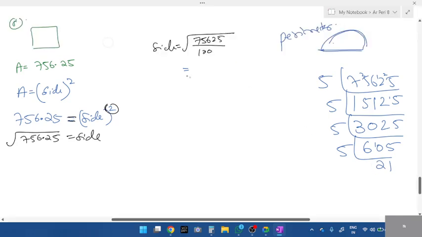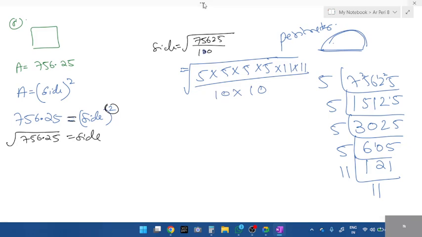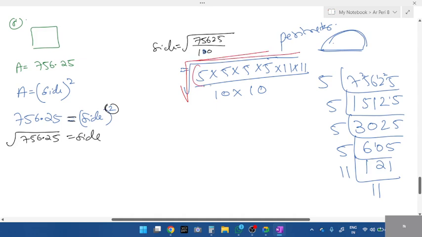Okay, we can do this, students. Look at 121. Which number goes in 121? 11 elevens are 121. So look here, this square root, if I want to remove the square root, what are the numbers I have to write? 5 into 5 into 5 into 5 into 11 into 11. What about 100? Can I write 10 into 10? What's the concept here, students? If I want to remove the square root, how many same numbers do I have to group? Two same numbers.